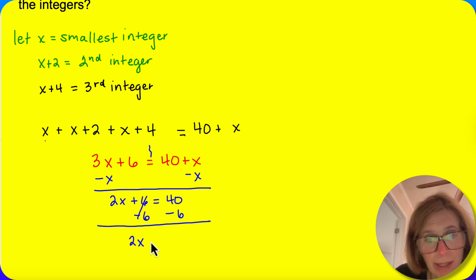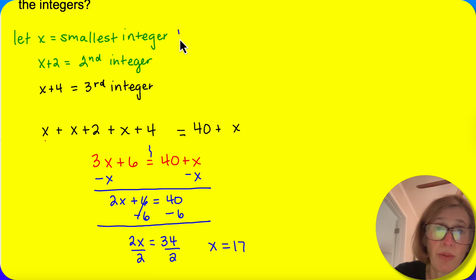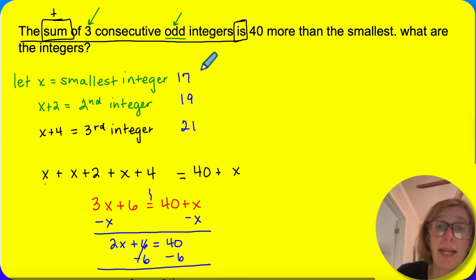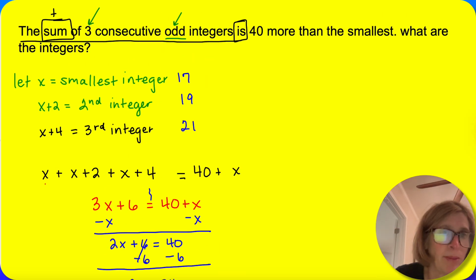So the 6 cancel. I get 2x equals, what is that, 34. I'll divide by 2, and so x would be 17. So my first would be 17, 19, and 21, right? All right, and that's my integers. All right, let's look at the next problem, number 15.